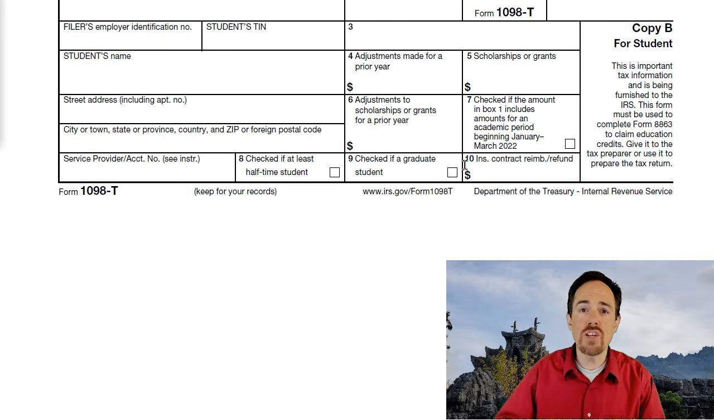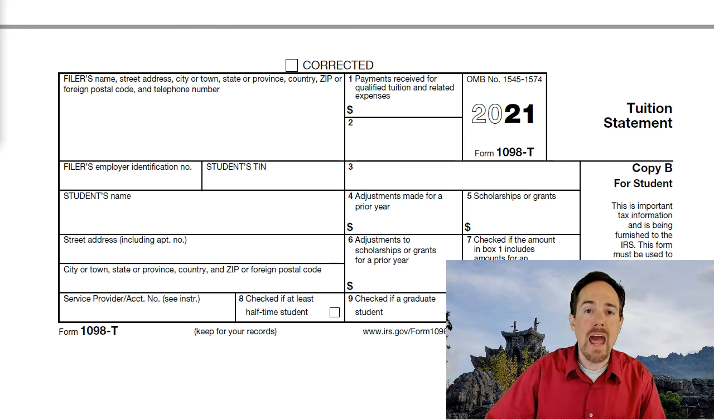If you're a graduate student, you won't be able to qualify for that very valuable American Opportunity Tax Credit of up to $2,500 that I mentioned earlier, but you can still qualify for the Lifetime Learning Credit, which is up to $2,000. You need to be at least a half-time student in order to qualify for that valuable American Opportunity Credit. And if you're not a half-time student, you can still qualify for that Lifetime Learning Credit.